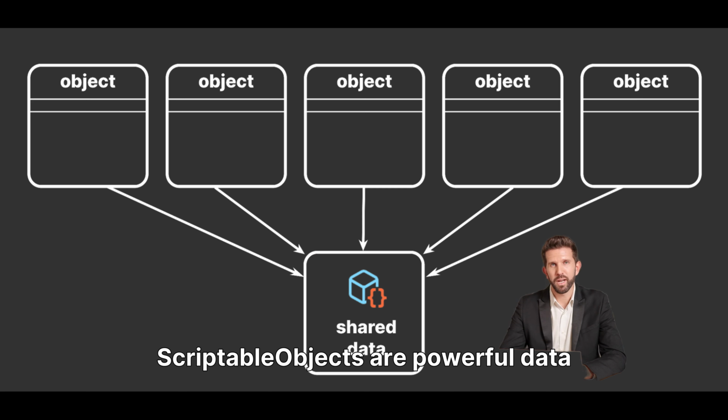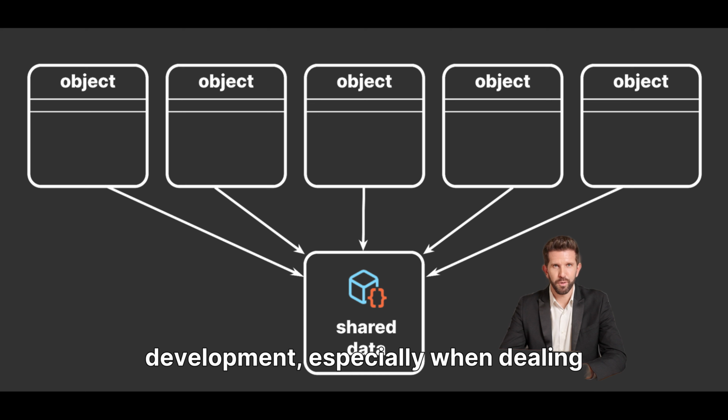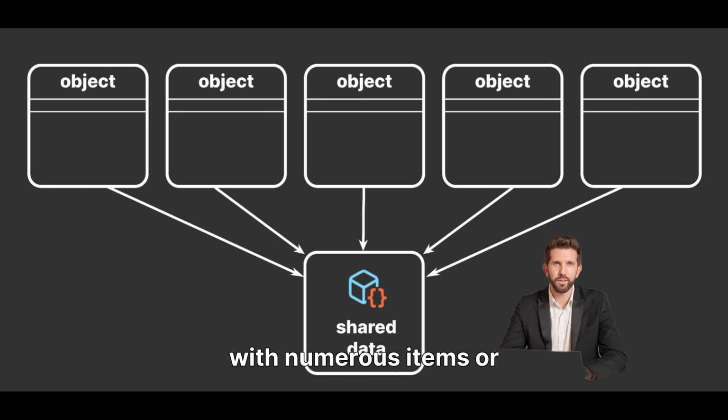Scriptable objects are powerful data containers in Unity, designed to store large amounts of shared data independently of script instances. They act as central hubs for information, allowing multiple game objects or systems to reference the same data without duplication. This fundamental concept is crucial for efficient game development, especially when dealing with numerous items or configurations.